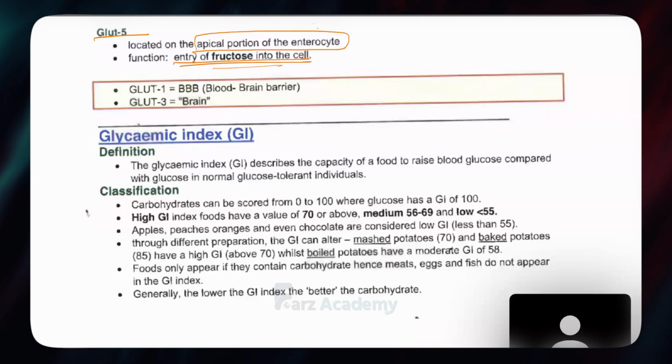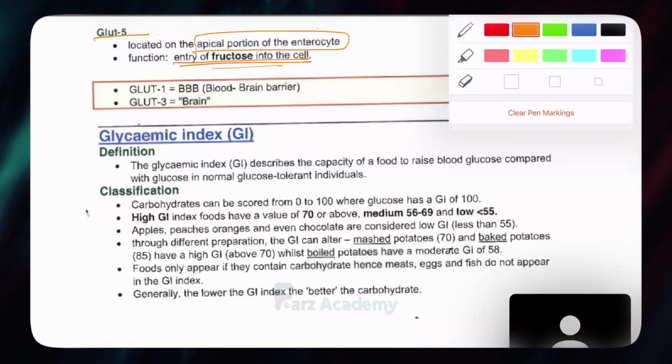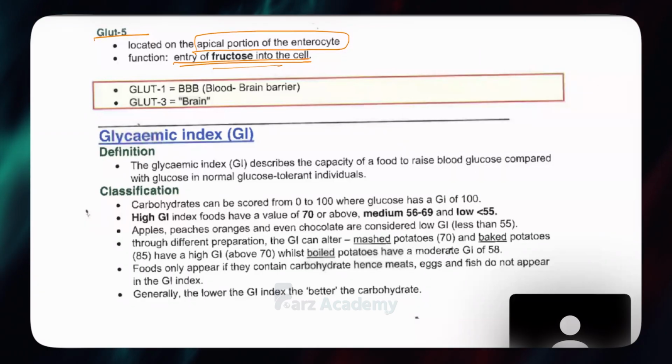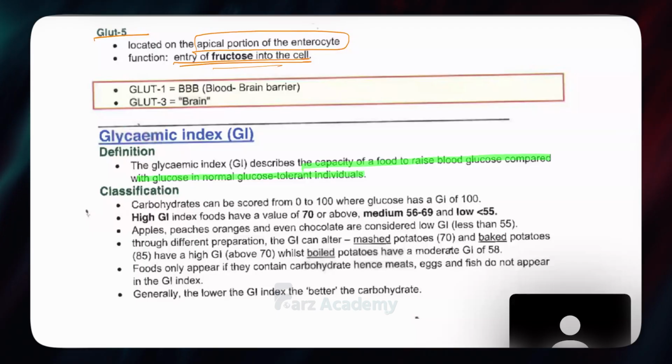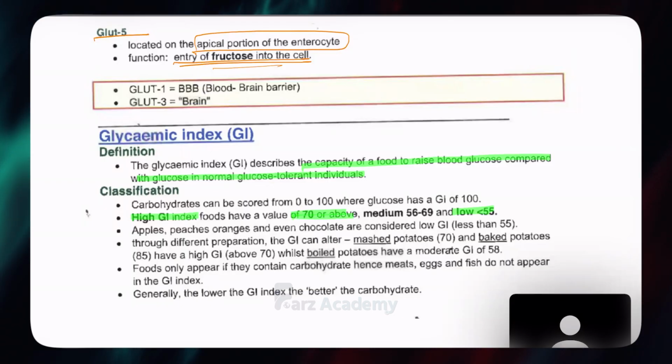From glycemic index, what are the questions that can be asked? So what is glycemic index? Glycemic index describes the capacity of the food to raise blood glucose compared with glucose in normal glucose tolerant individuals. High GI means 70 or above, and low means less than 55. These are values which you need to memorize.